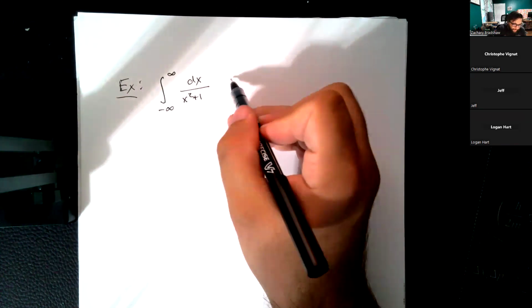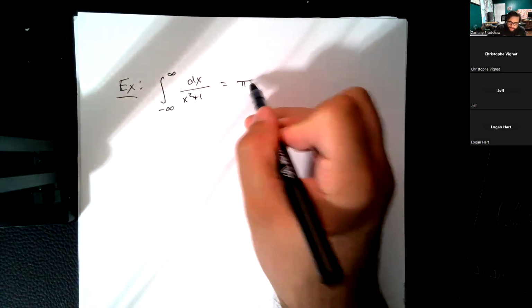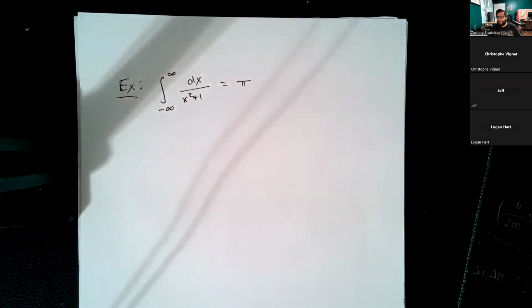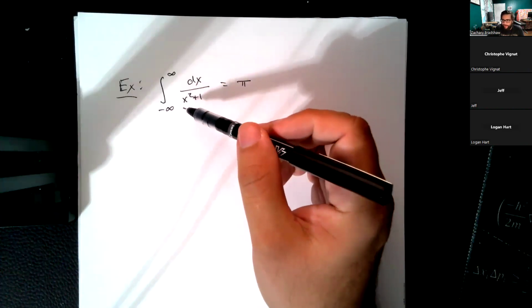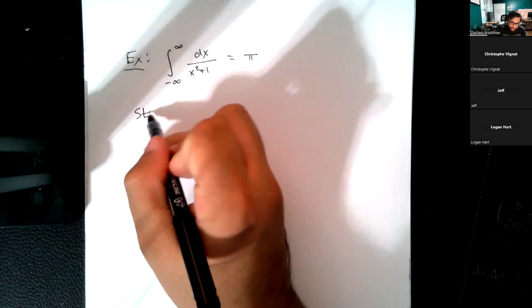And I'm going to give you a much longer, more convoluted way of computing it just to show you how the residue theorem works in practice. Okay. So the antiderivative of this is just going to be arctangent, right? And so you could compute this very easily if you wanted to.